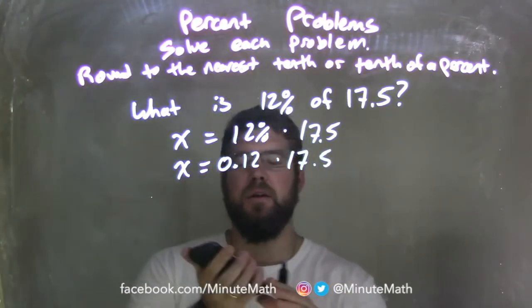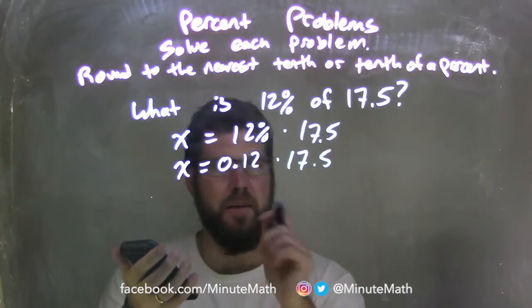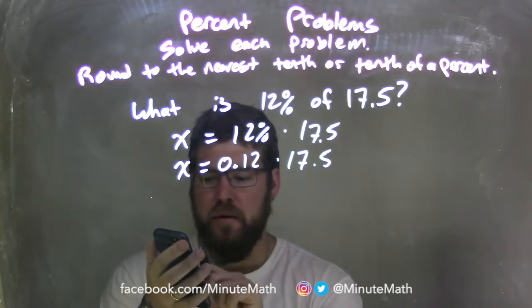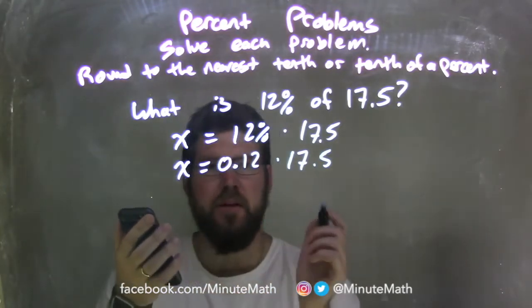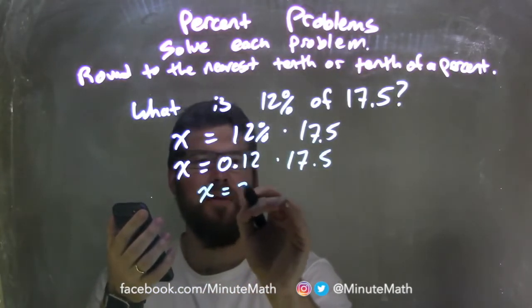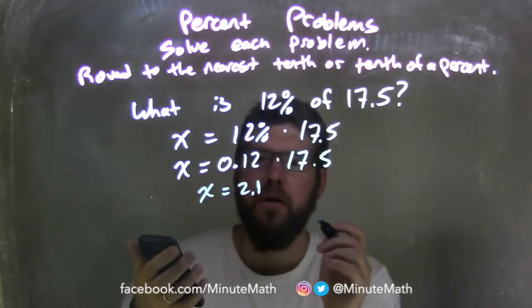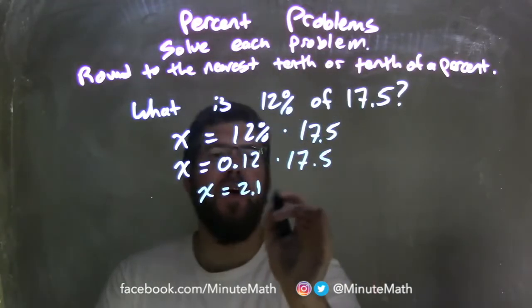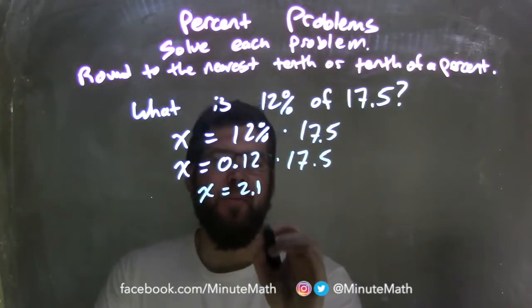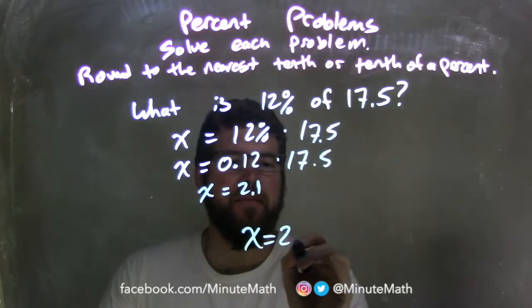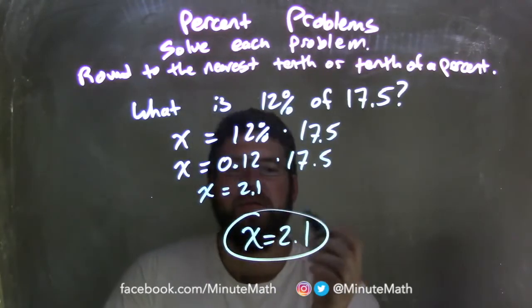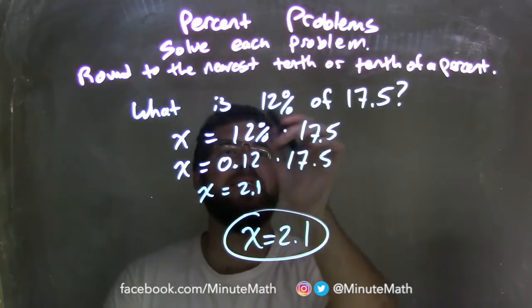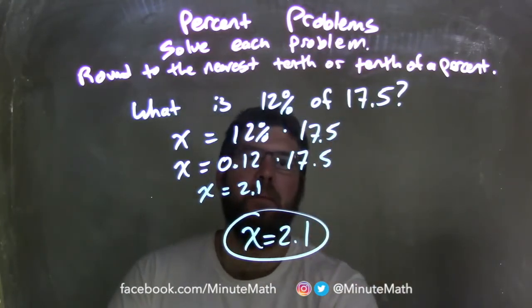I then use my calculator here to solve 0.12 times 17.5, which comes out to be 2.1. So x is equal to 2.1. Okay, and we go to round it. We look at the nearest tenth. There's nothing to the right, so it doesn't change it. I'll always rewrite it here, nice and big. Didn't have to do anything else. 2.1 was our final answer. x was 2.1, so it answers the question. 2.1 is 12% of 17.5.